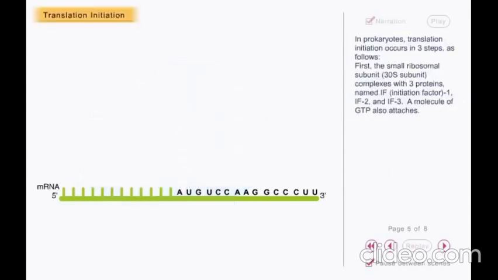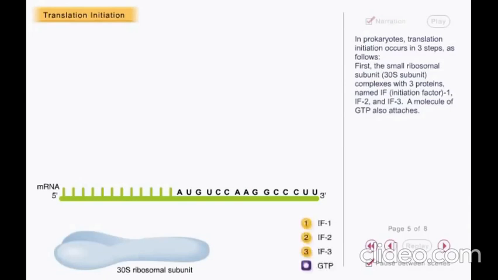In prokaryotes, translation initiation occurs in 3 steps, as follows. First, the small ribosomal subunit, 30S subunit, complexes with 3 proteins named initiation factor 1, initiation factor 2, and initiation factor 3. A molecule of GTP also attaches.